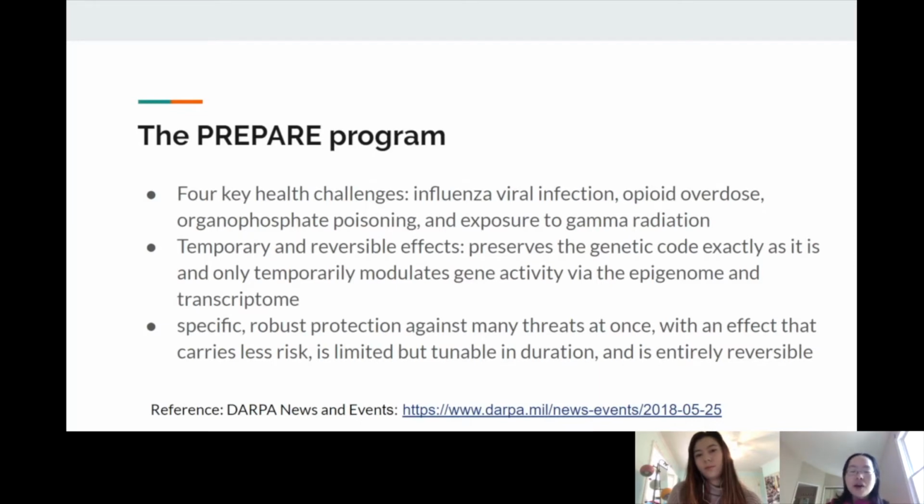They want to have specific, robust protection against many threats at once. And they want an effect that carries less risk than something that changes the DNA permanently. It's limited, but it's still tunable. You can still fine tune the duration of the effects of these technologies, but you still want it to be entirely reversible. So this is something that would be less risky than a permanent change, but still would allow the changes temporarily to fight the disease.